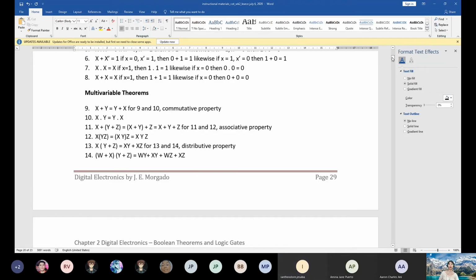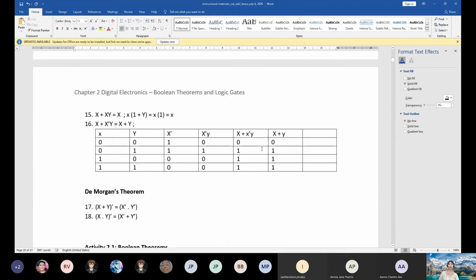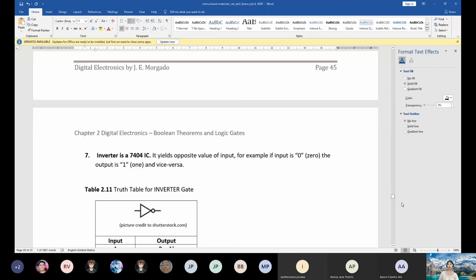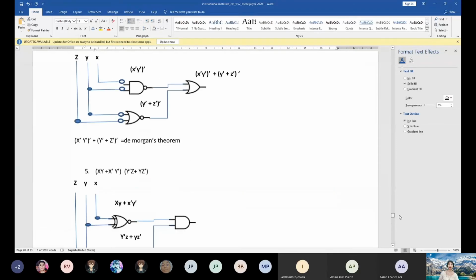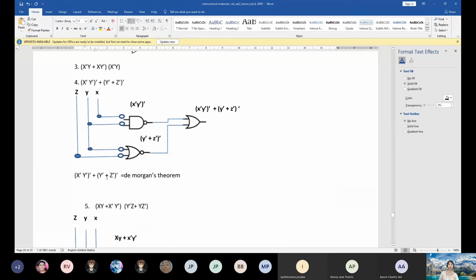Okay, so let's have a recap. De Morgan's theorem states that, so we have x plus y. Then you have a bar here. So we have x prime, y prime, then you change the operator. Okay, so let's try, using De Morgan's principle.